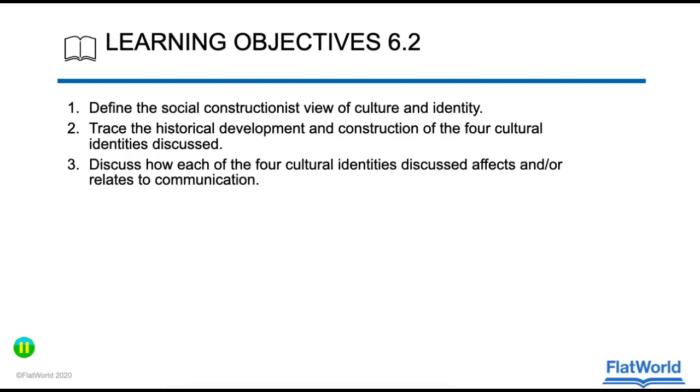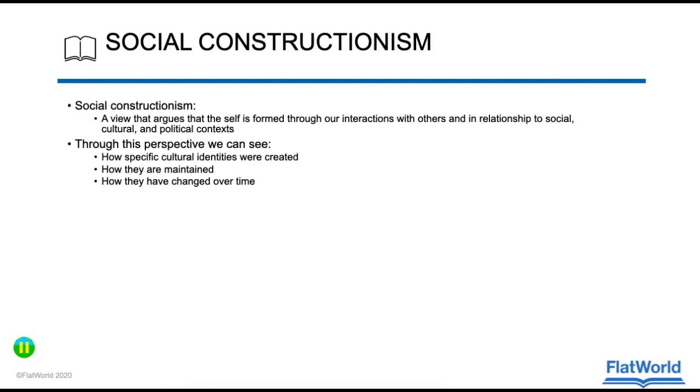Of course, the learning objectives are here. Define social constructionist view and identity. Trace the historical development of cultural identities and discuss how each one affects or relates to communication. So we're going to look at constructionism. Kind of a tough way to say it. I sometimes want to say constructivist, but that's not correct. It's constructionism. So it's a view that argues that the self is formed through our interactions with others and in relationship to social, cultural, and political context. This perspective we can see by cultural identities, how they're maintained, and how they change over time.